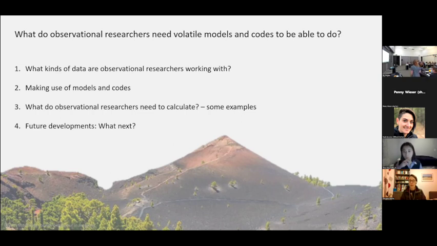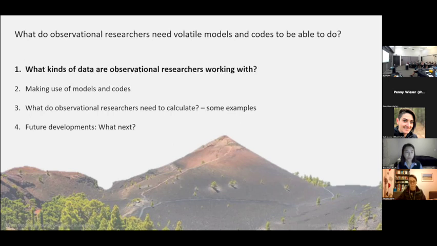Then I want to think about the practicalities of using models and codes. Then I want to show you maybe a very non-exhaustive list of some examples of the kinds of calculations that observational researchers might want to do, and then some thoughts on future developments. I'm aware that in 20 minutes I can't cover everything and all the ideas that people might have, so I hope that you can use these remarks as a springboard for the discussions that are going to be happening in a few minutes' time. So first off, what kinds of data we're working with.